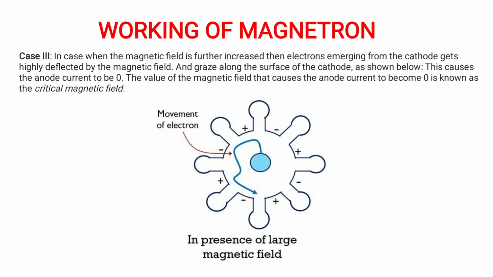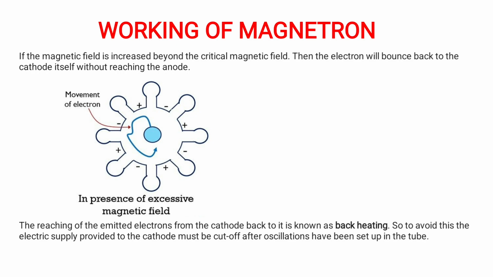Case 3 is when the magnetic field is further increased. Then electrons emerging from the cathode get highly deflected by the magnetic field and graze along the surface of the cathode, as shown in the figure below. This causes the anode current to be zero. The value of the magnetic field that causes the anode current to become zero is known as the critical magnetic field. If the magnetic field is increased beyond the critical magnetic field, then the electron will bounce back to the cathode itself without reaching the anode.